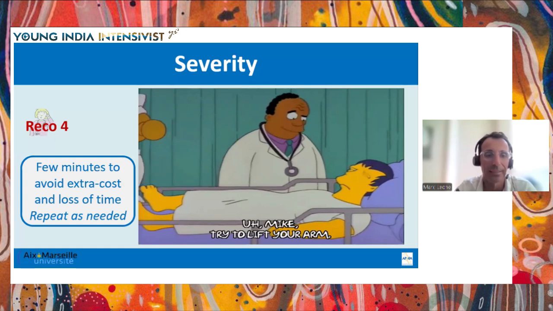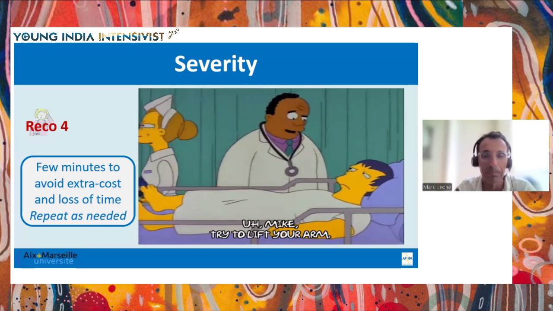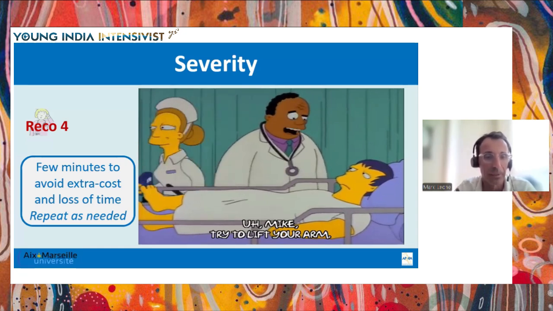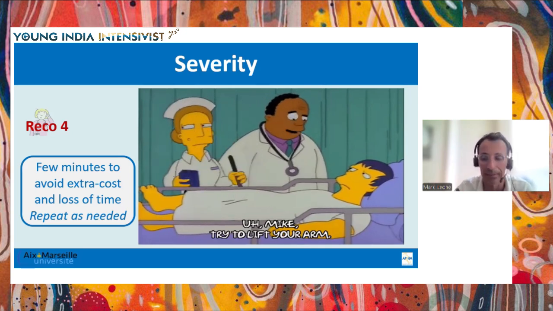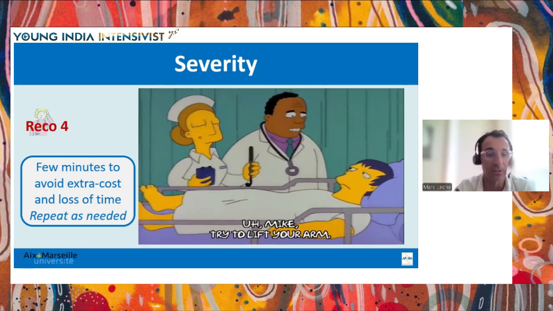So really it's important, and it's important to repeat this on a regular basis, because our patient is moving all the time, and he can improve, but he can also deteriorate. So we need to repeat this to know the effect of our treatment. So that's my recommendation number 4: a few minutes to avoid extra cost and loss of time.